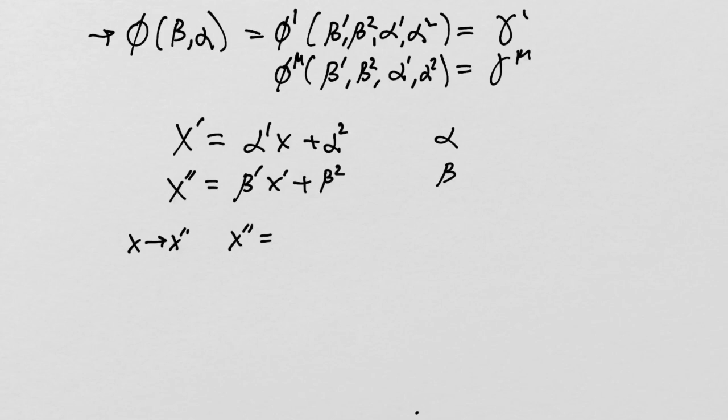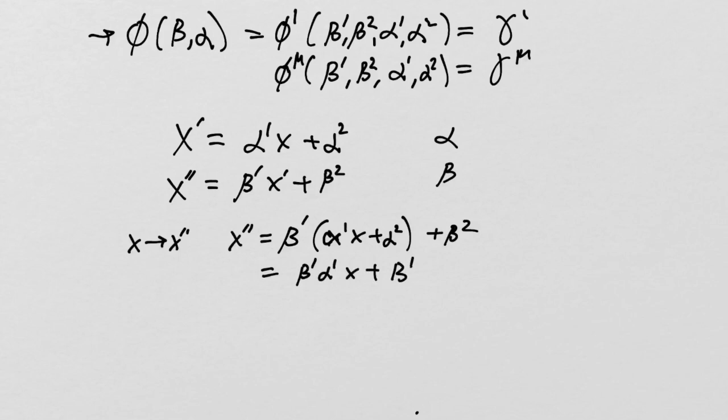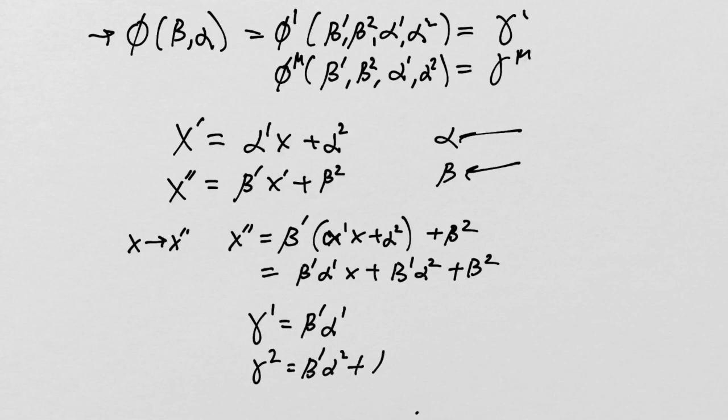x double prime is just simply beta 1 times (alpha 1 x plus alpha 2) plus beta 2, which obviously equals beta 1 alpha 1 x plus beta 1 alpha 2 plus beta 2. And so doing alpha and then beta results in gamma, where gamma 1 is beta 1 alpha 1 and gamma 2 is beta 1 alpha 2 plus beta 2. So that's the formula for taking two transformations together: what's the third transformation? That's what phi is supposed to be. Phi is supposed to be gamma.